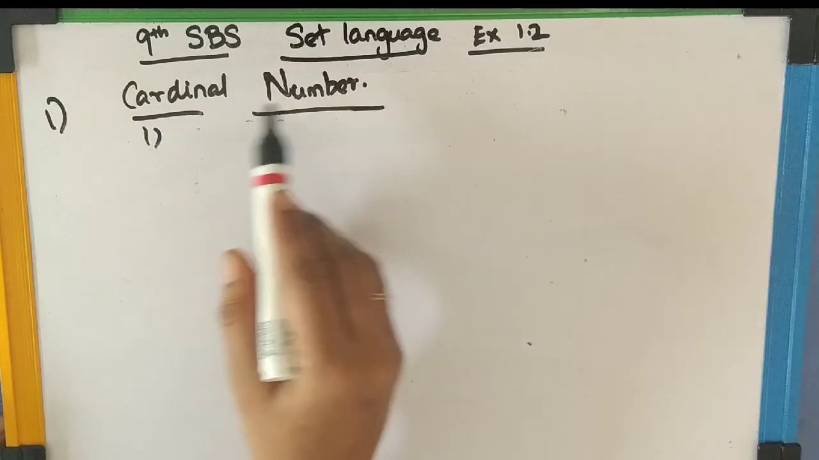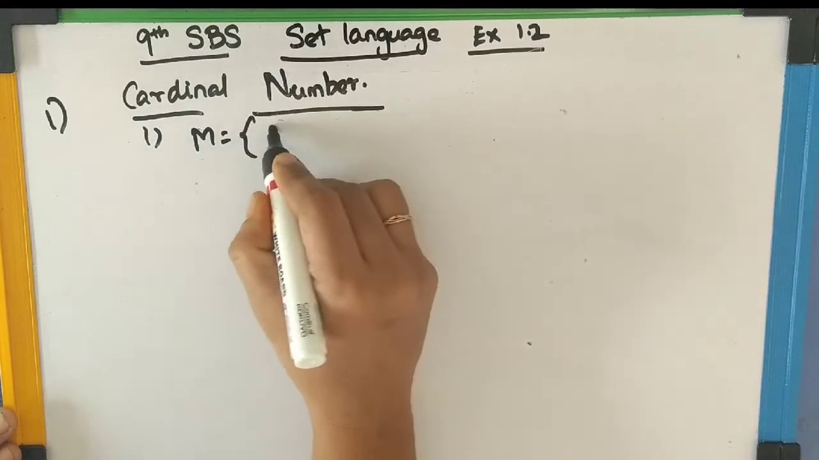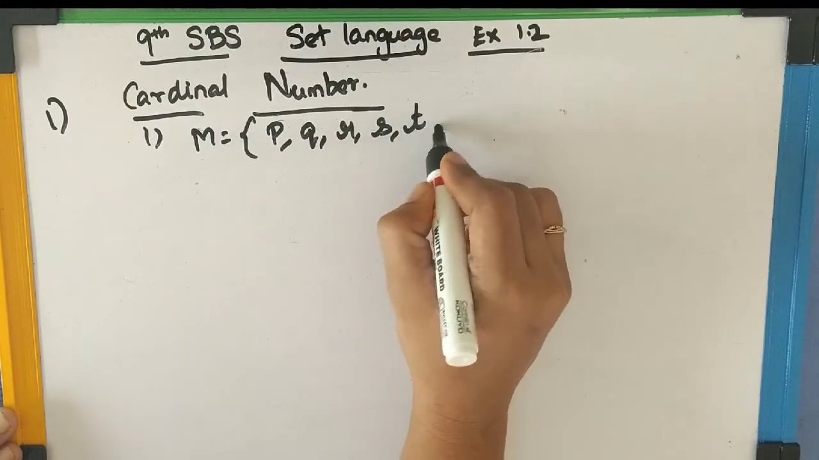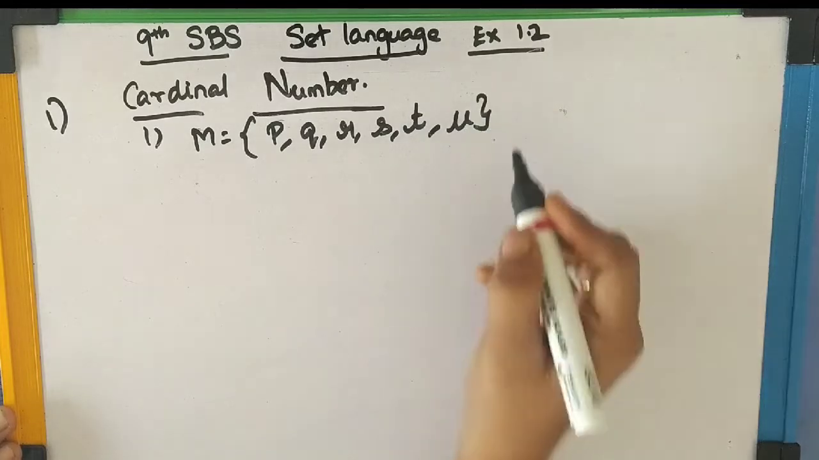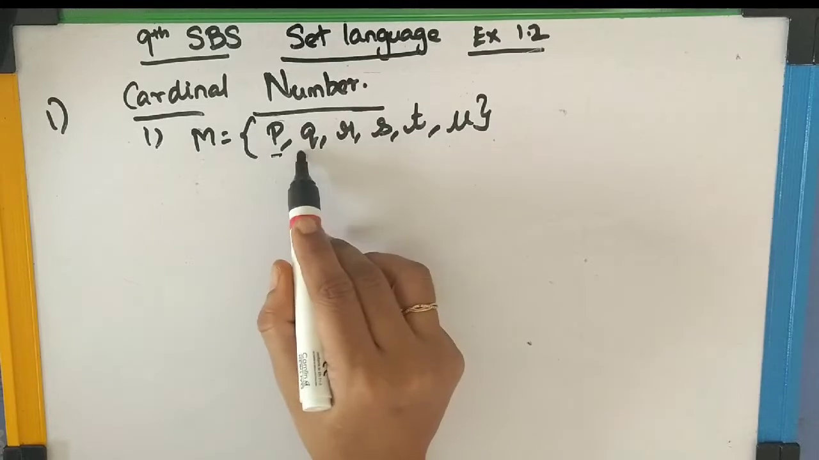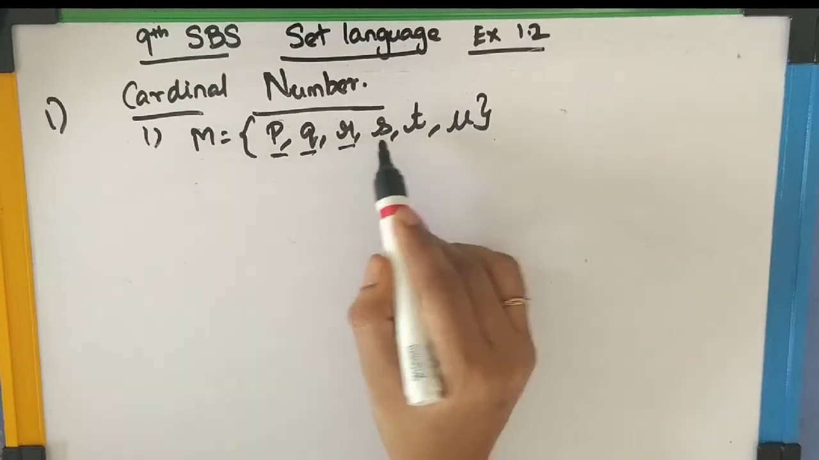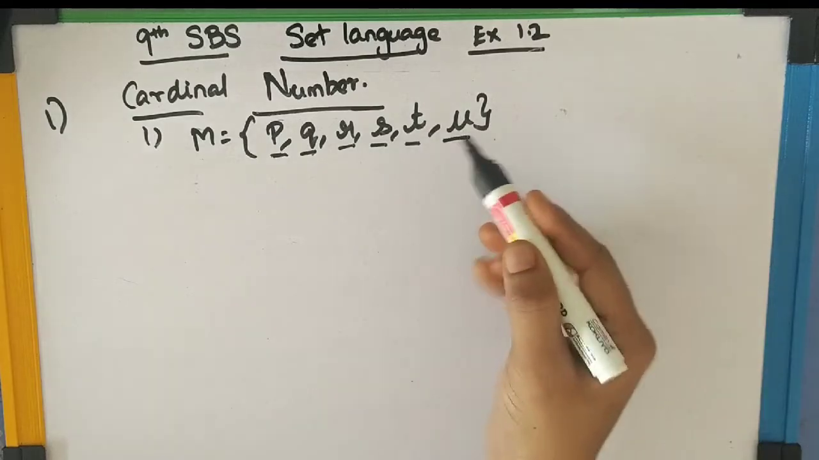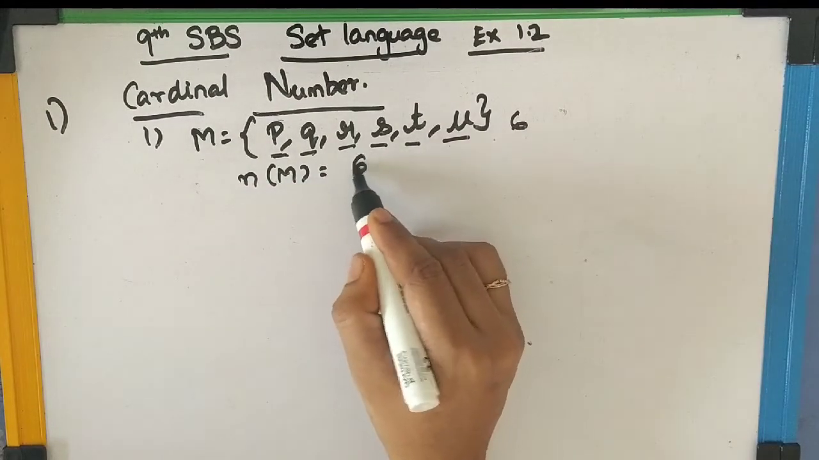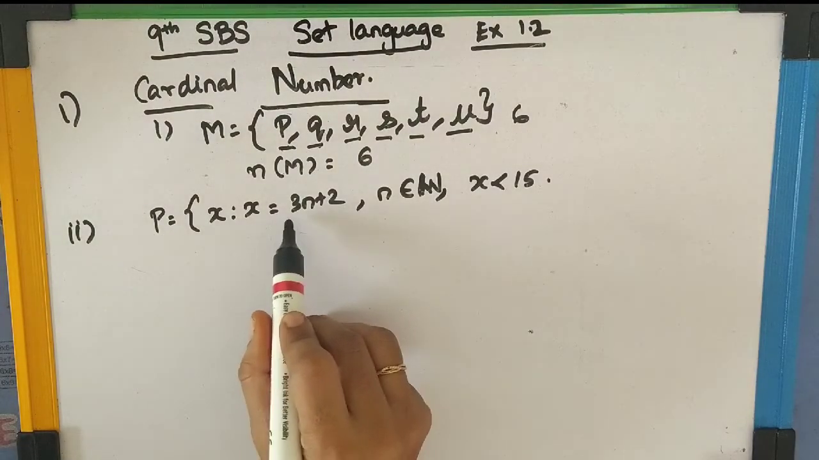The first question is, we have to find the cardinal number of the following sets. The first question is, M is equal to {P, Q, R, S, T, U}. Here, count the number of elements inside the set M. 1, 2, 3, 4, 5 and 6. Can you count it? So, the cardinal number of set M is 6. That is, n(M) is 6. Now, let's go to the second question.